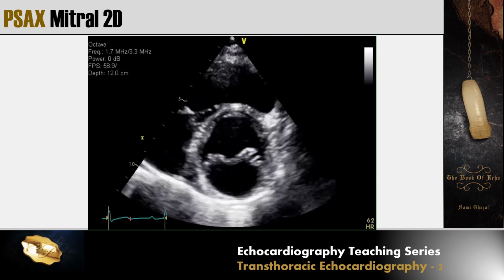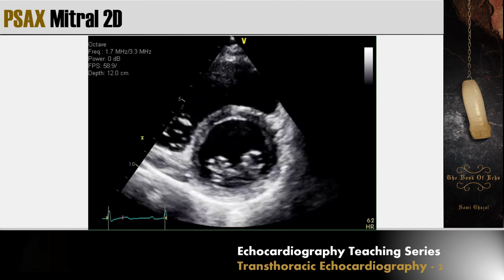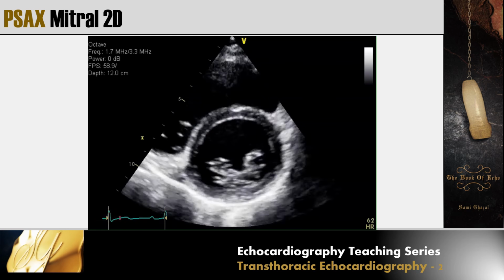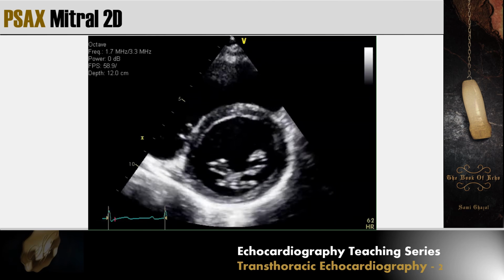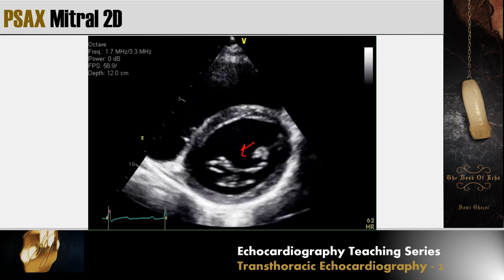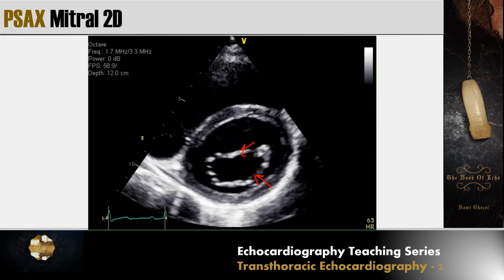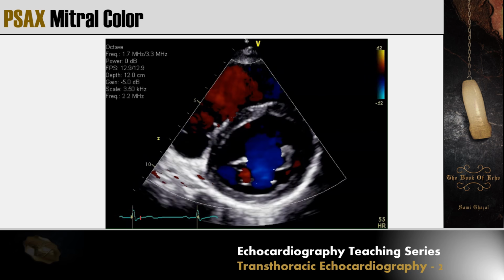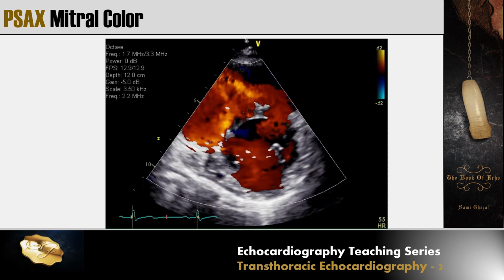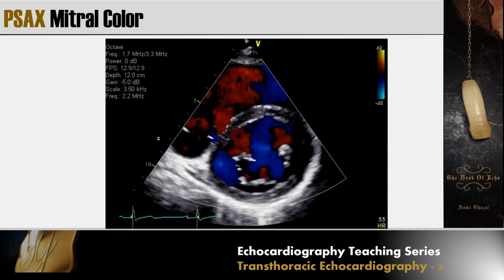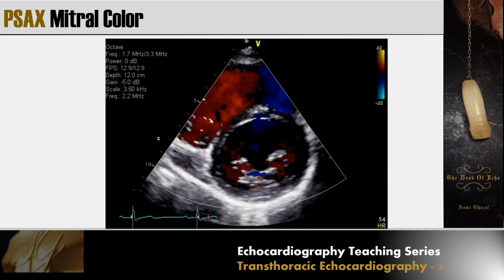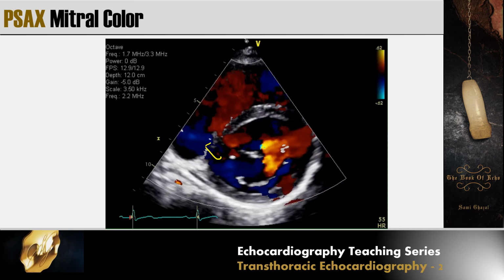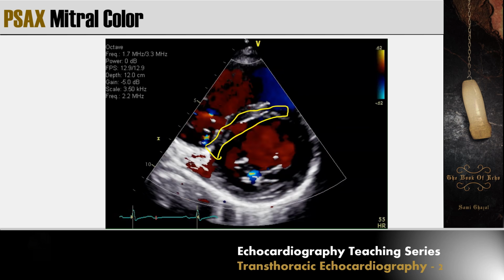Then we'll angulate until we get the parasternal short axis view at the mitral level. You need to see clearly the anterior mitral leaflet and posterior mitral leaflet here. Again, a color Doppler will be put here, and you should also include the interventricular septum looking for VSD.